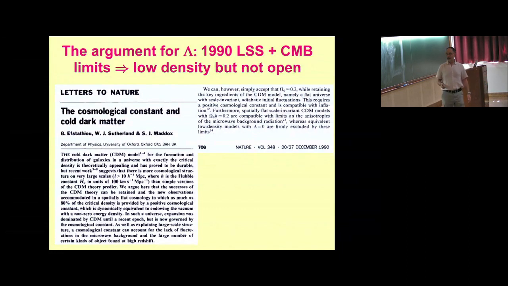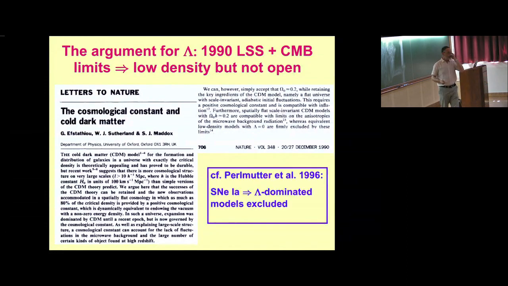And nobody believed it. That was partly because the data were not unequivocal. At the time, you would find papers using the supernova Hubble diagram. This Perlmutter et al. 1996, they don't want you to remember this, but this paper firmly excluded lambda-dominated models. So in the mid-1990s, everything was very confusing. There was this good argument, but nobody wanted to believe it because a non-zero lambda was crazy.